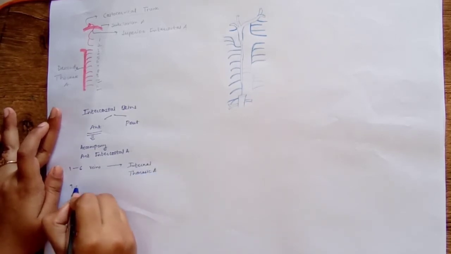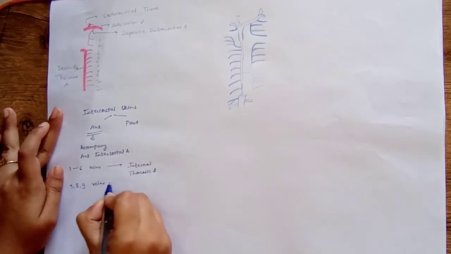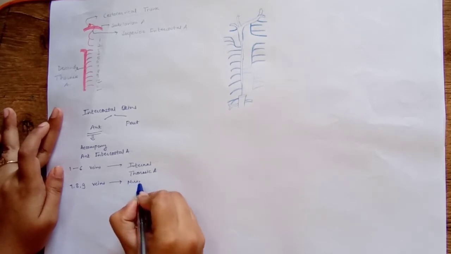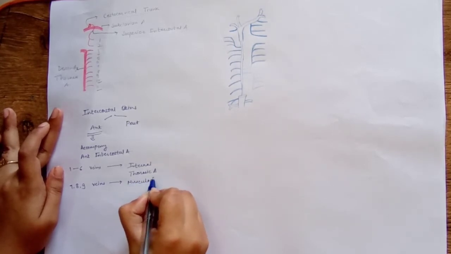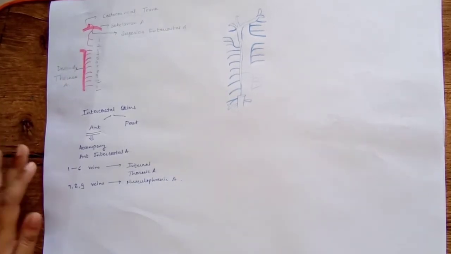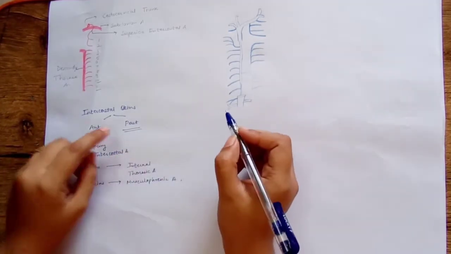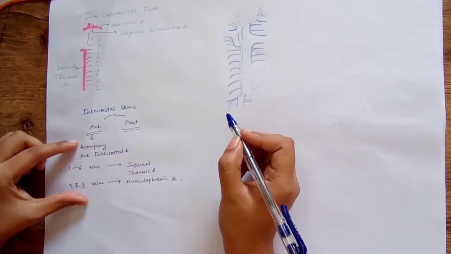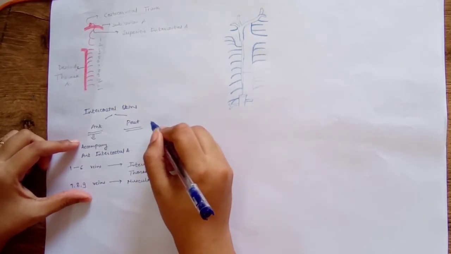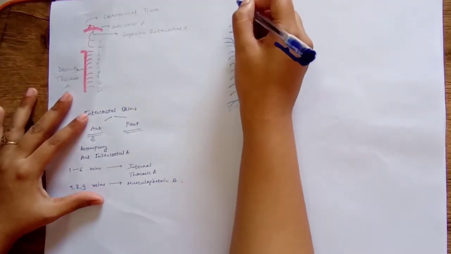And the 7th, 8th, 9th veins drain into the musculophrenic vein. In the case of the posterior side, this is not the same. They do not accompany the posterior intercostal artery, but the venous drainage is as follows.